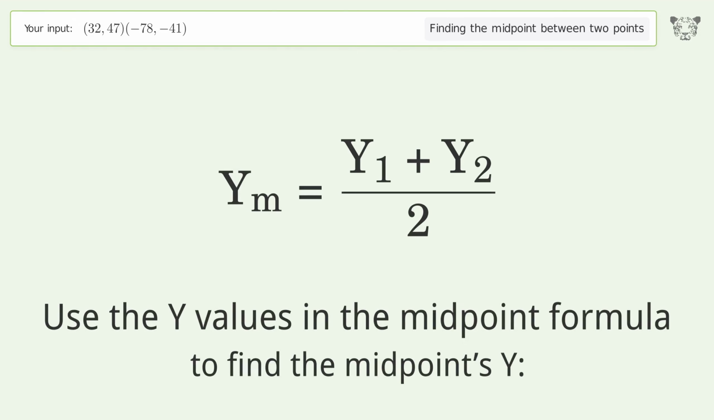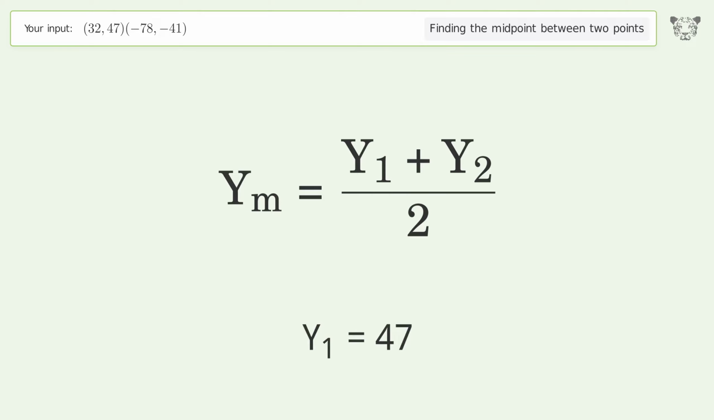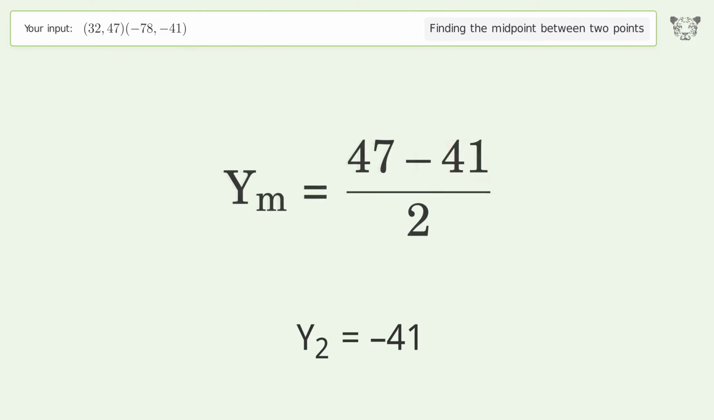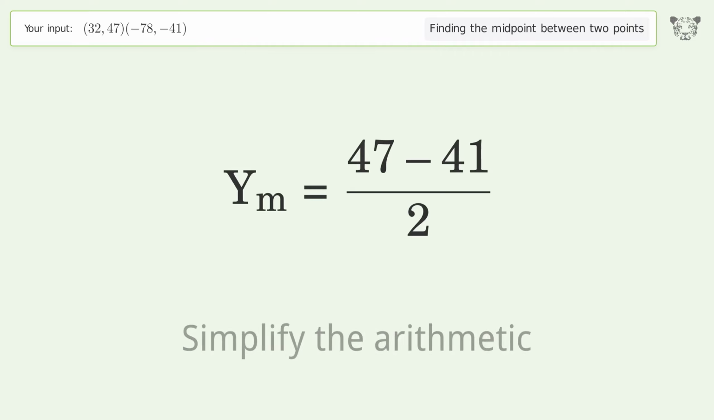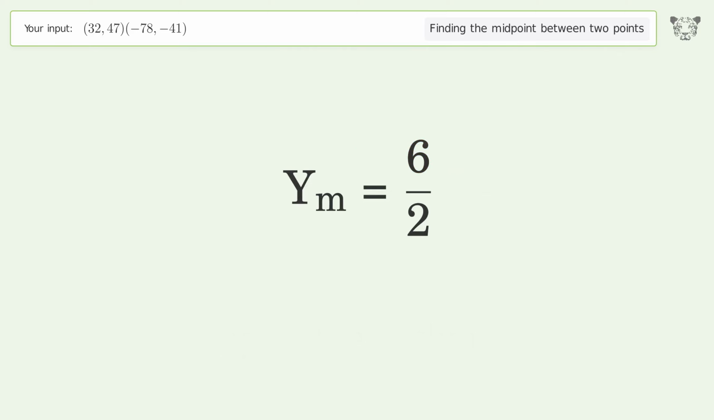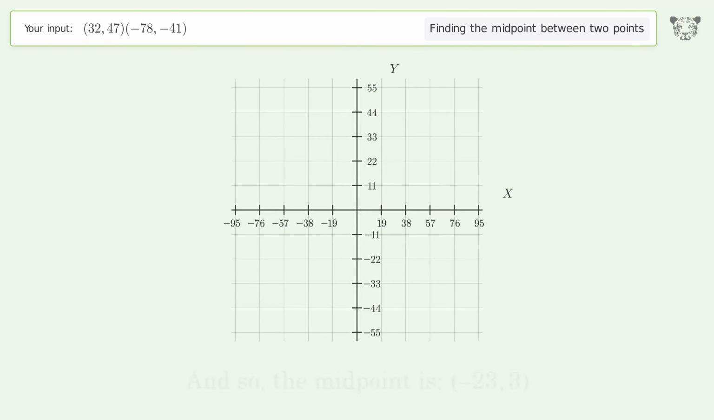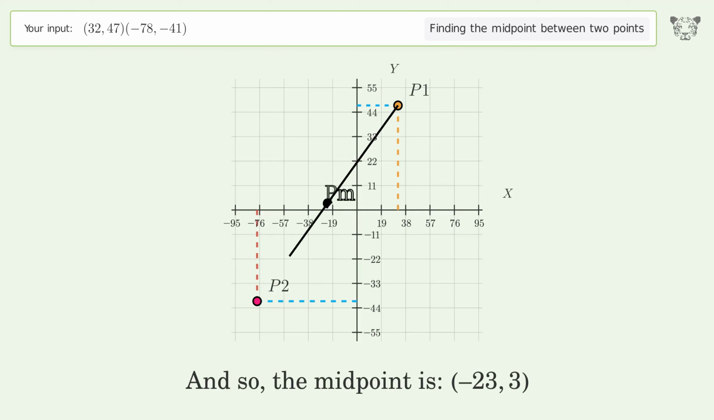Use the y values in the midpoint formula to find the midpoints y. y1 equals 47. y2 equals -41. Simplify the arithmetic. And so, the midpoint is -23,3.